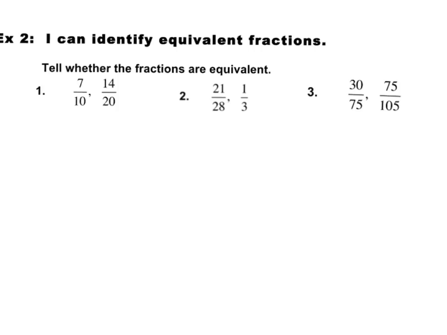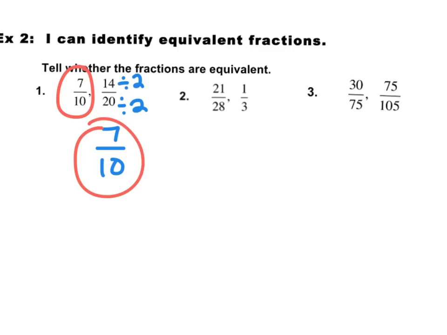So how can I identify equivalent fractions? Two fractions are equivalent if they are equal in simplest form. So I take a look at 7/10. 7/10 cannot be simplified any further, but let's look at 14 all over 20. I can divide 14 by 2 and 20 by 2, and I'm going to end up with 7 all over 10. Looking at the two fractions in simplest form, they are equivalent, so the answer to that is yes.